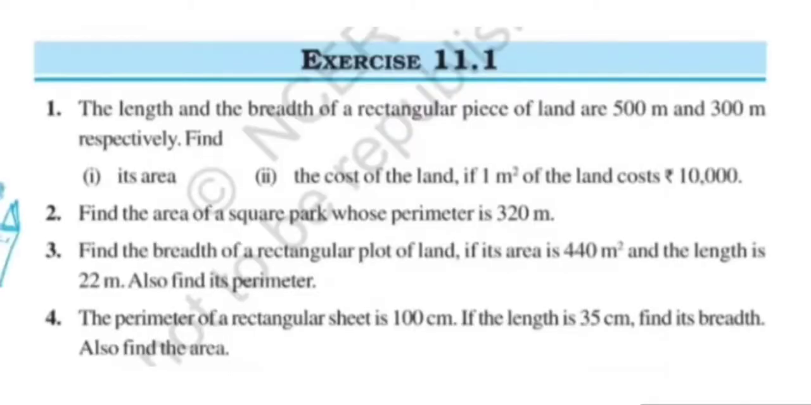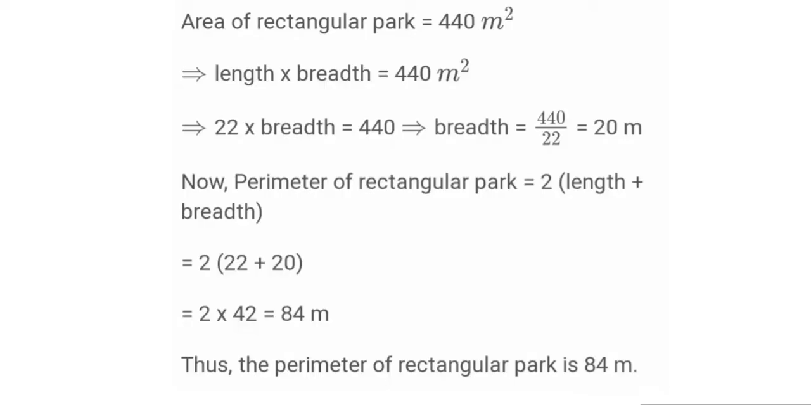Now see question number 3. Find the breadth of a rectangular plot of land if its area is 440 meter square and the length is 22 meter. Also find its perimeter. So area is given. So first we will write area of rectangular park is equal to 440 meter square. So formula is length into breadth is equal to 440 meter square. Now put the value of length. So it will come 22 into breadth is equal to 440. So breadth is equal to 440 upon 22. So answer is 20 meter.